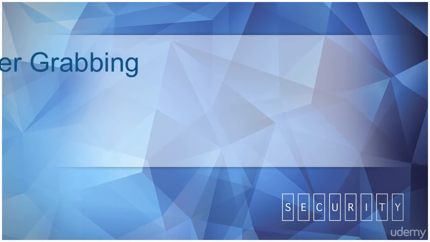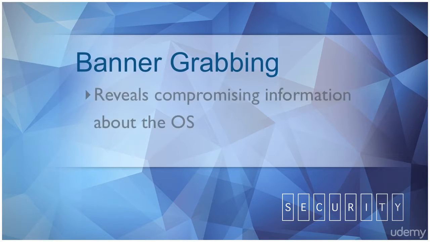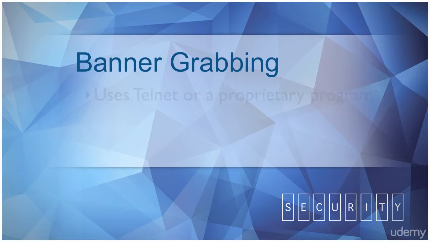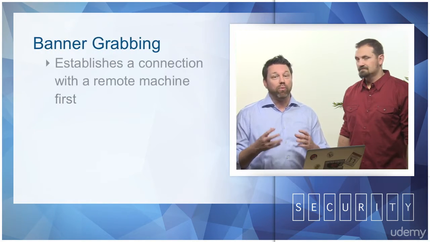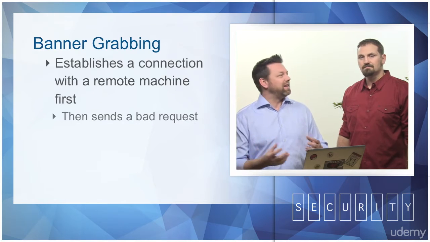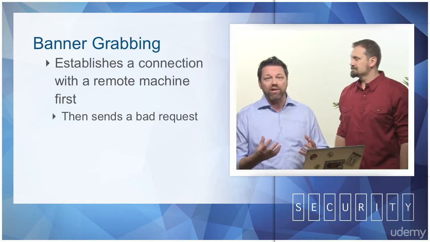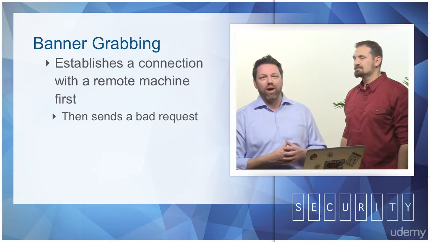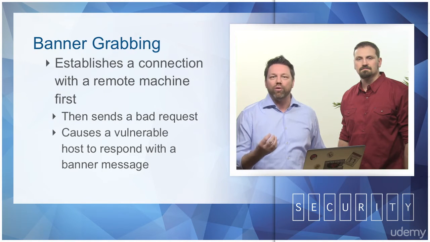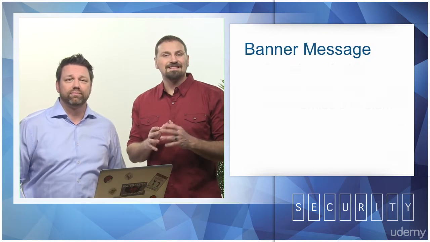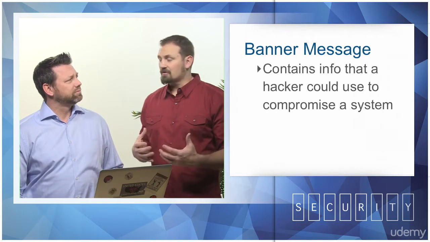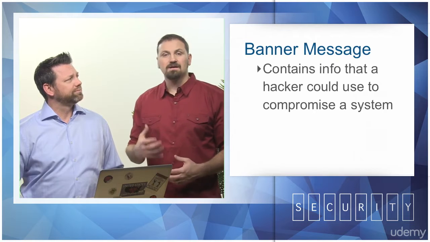The banner grabbing technique can reveal compromising information about the operating system and the services that are running on that system. Banner grabbing works by using Telnet or a proprietary program. You establish a connection with a remote machine first and then send a bad request, or for that matter, really any request, which will cause a vulnerable host to respond with a banner message. Now, the banner message is going to contain information that a hacker could use to further compromise a system.